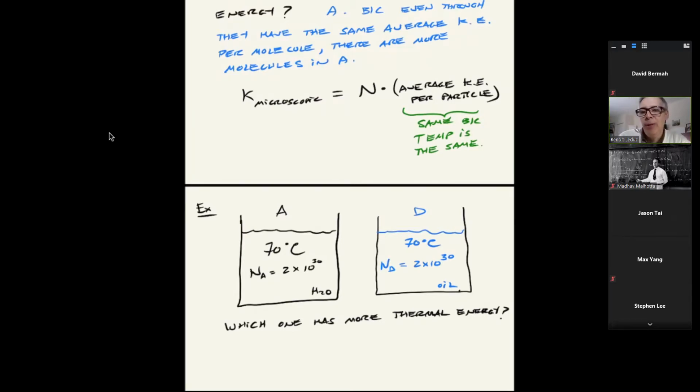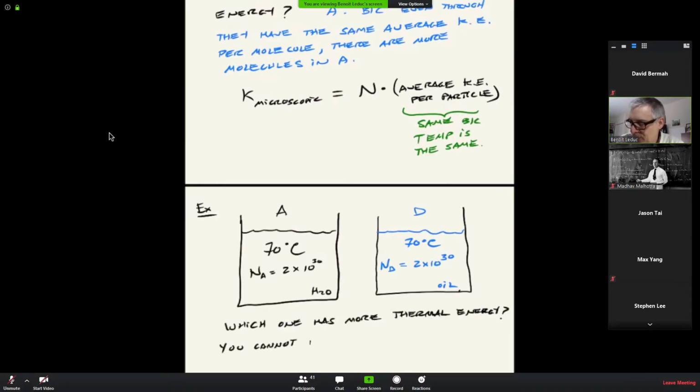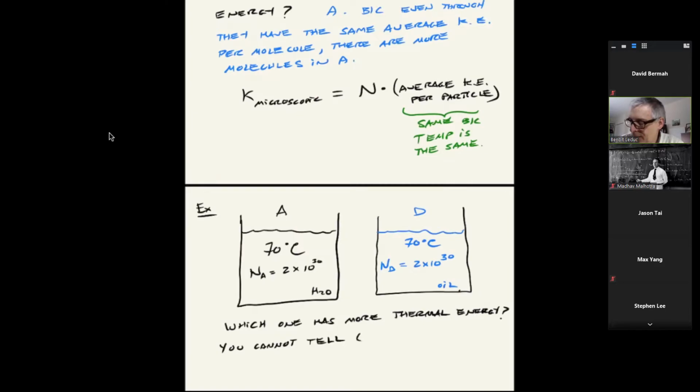But does that make the thermal energy the same? Nadav? Is it because thermal energy is also based on the microscopic potential energy? Yeah, thermal energy is microscopic potential energy plus microscopic kinetic energy. Can you say that the potential energies would be different because of electrostatic attraction? Yes. Okay, so which one has more thermal energy? You cannot tell. I fooled you. Cannot tell unless you have more information.